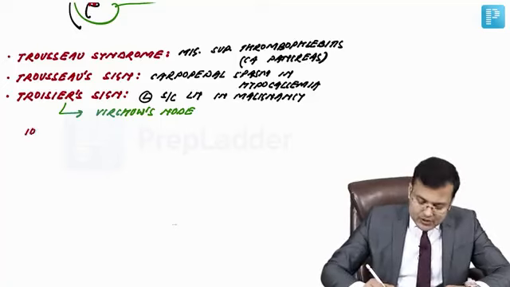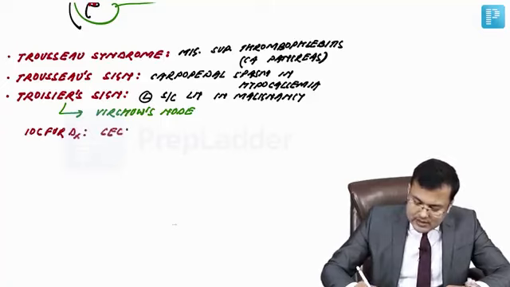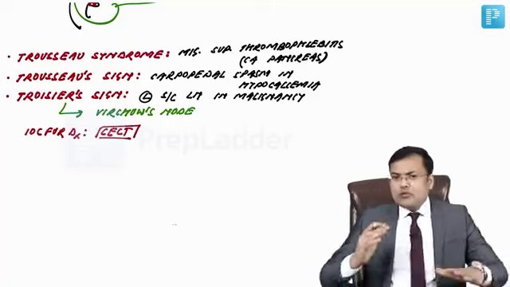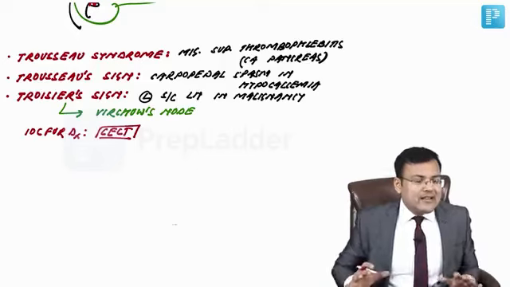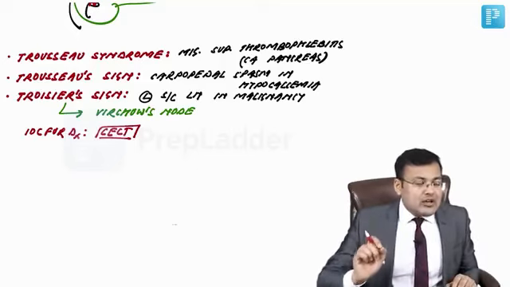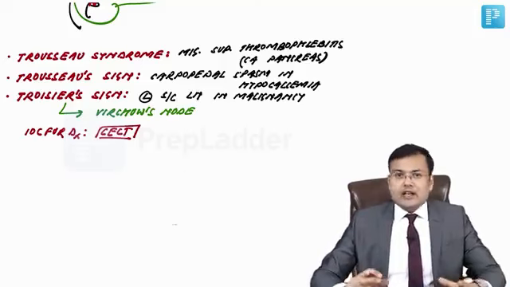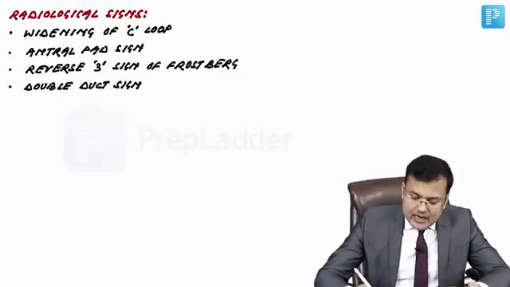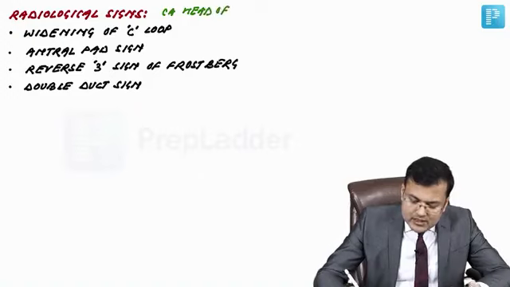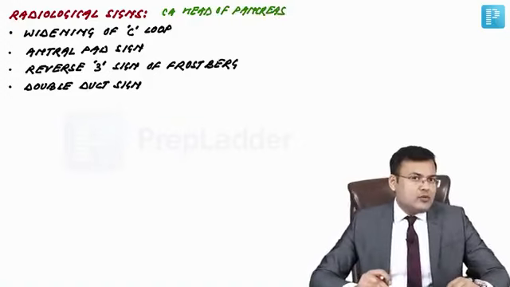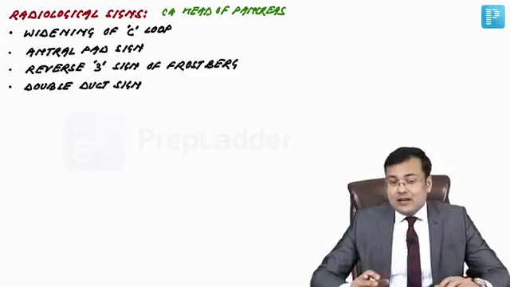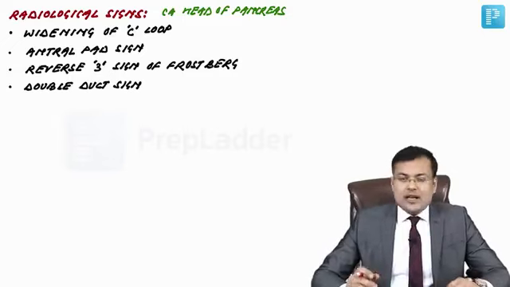What is the investigation of choice for diagnosis of carcinoma pancreas? That is CECT. We discussed that the most common site of carcinoma pancreas is head. So there are characteristic radiological signs which are seen in carcinoma head of pancreas: widening of C-loop, antral pad sign, reverse 3 sign of Frostberg, and double duct sign.